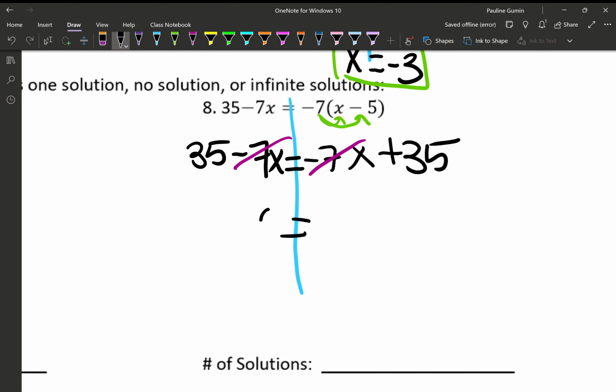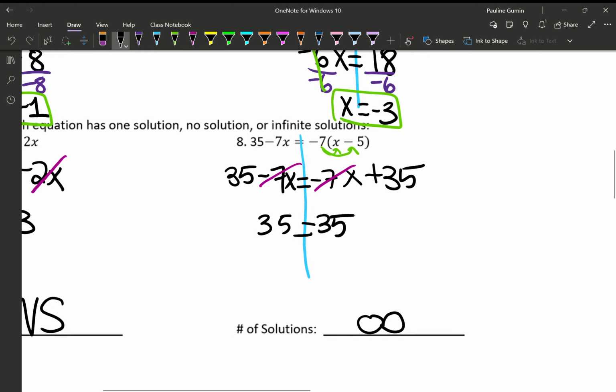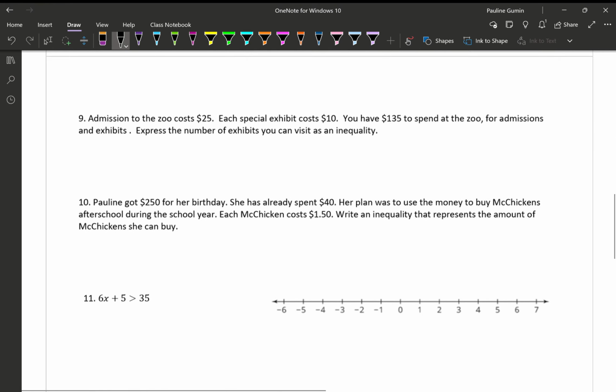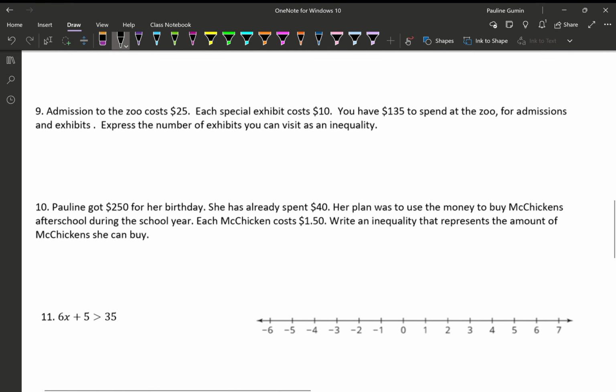Once again, I'm left with 2 of the same x's on two sides, so I can cross them off. All that's remaining is 35 equals 35. That's correct. So we have infinite solutions. That's my attempt to draw infinity without turning my screen. It should look like a sideways 8, but clearly I'm not good at drawing it.